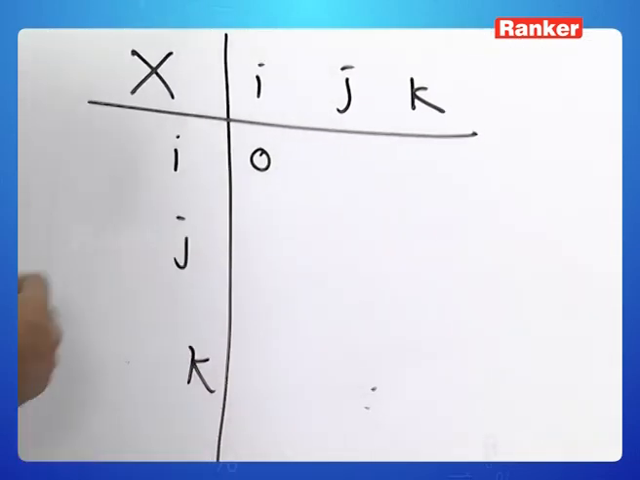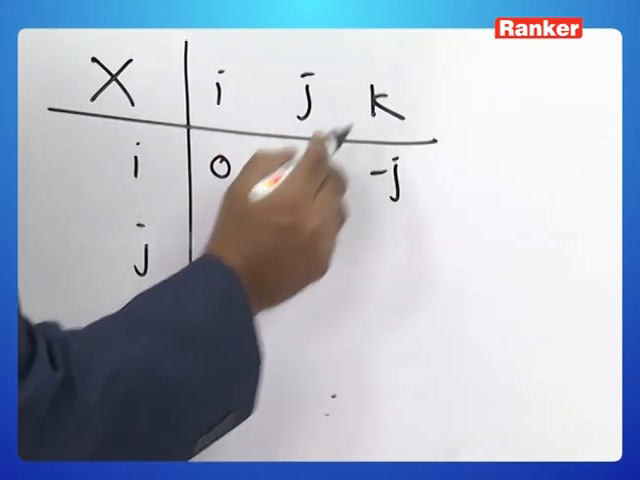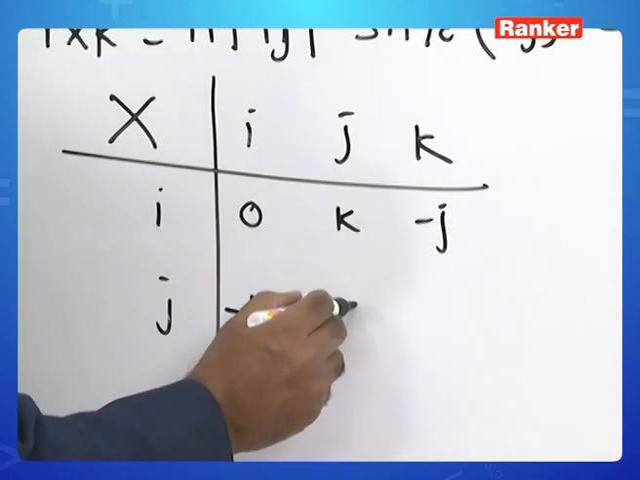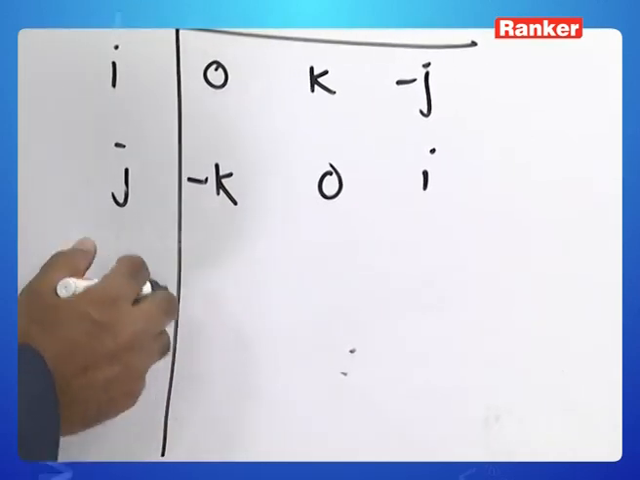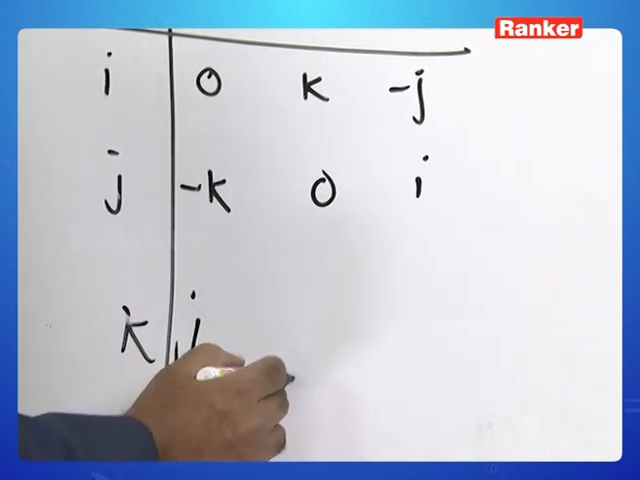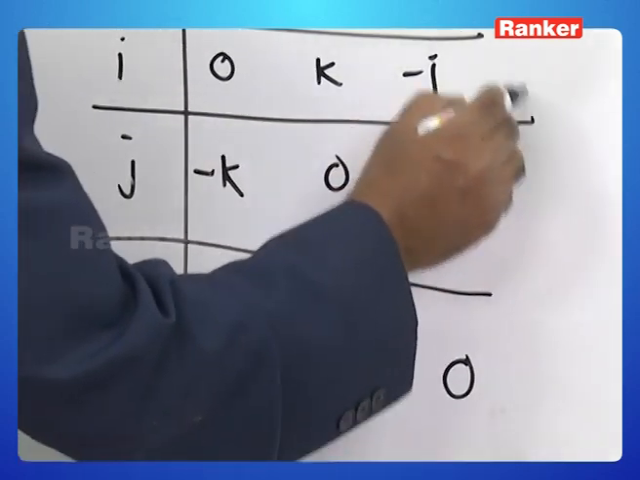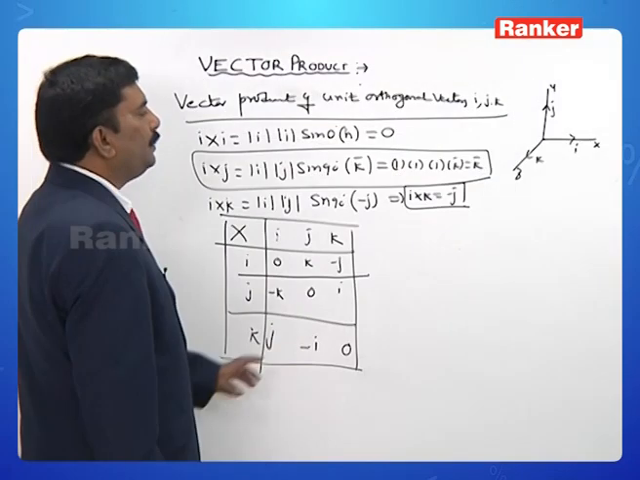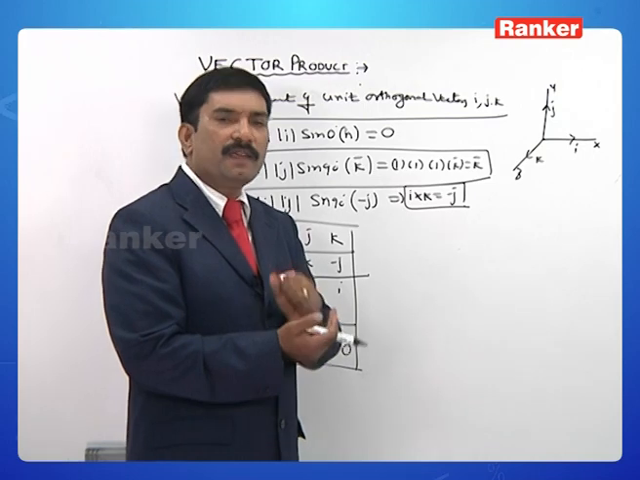I cross I is 0, I cross J is K, I cross K is minus J. Next, J cross I is minus K, J cross J is 0, J cross K is I. K cross I is J, K cross J is minus I, K cross K is 0. So therefore this is nothing but the vector product of unit orthogonal vectors I, J, K.